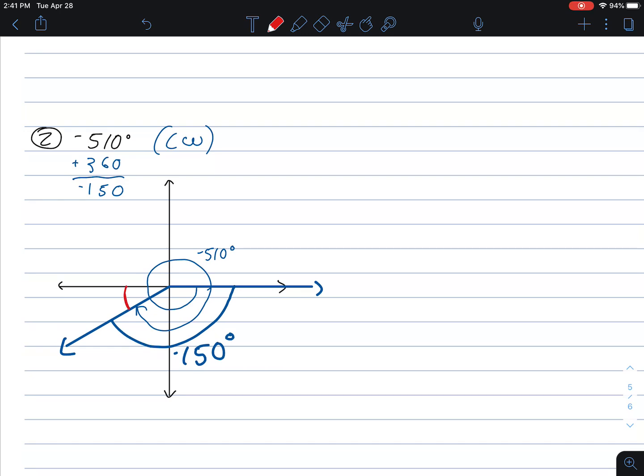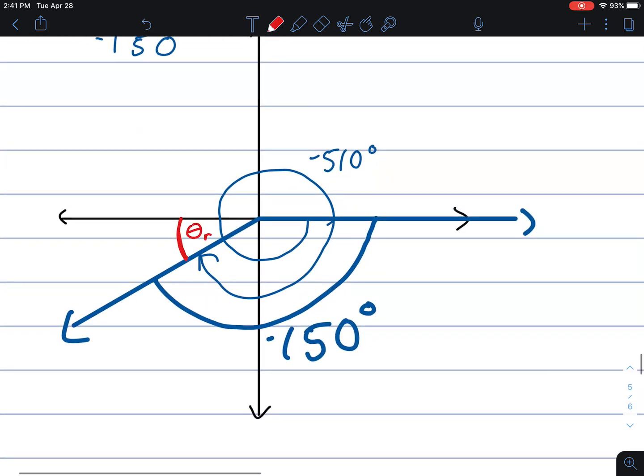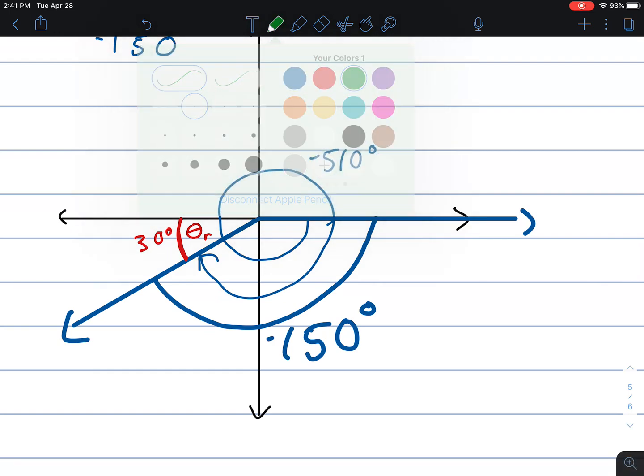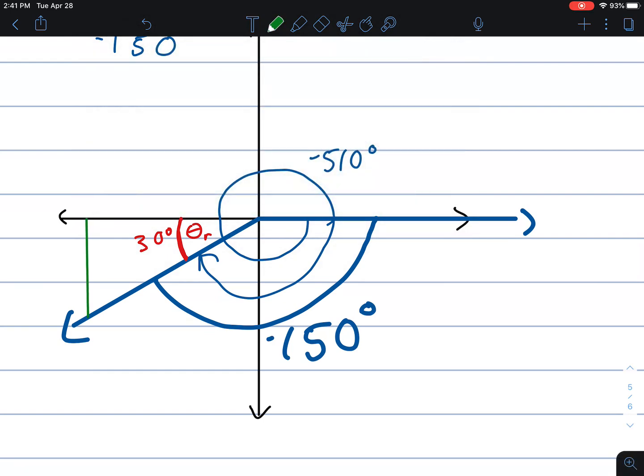What is my reference angle there? There's my theta reference. Well, if that's 150, how much do I need to get up to 180? I would need 30 degrees. It's technically a negative 30, right? But we'll just say 30 degrees. And here is my right triangle I just made.